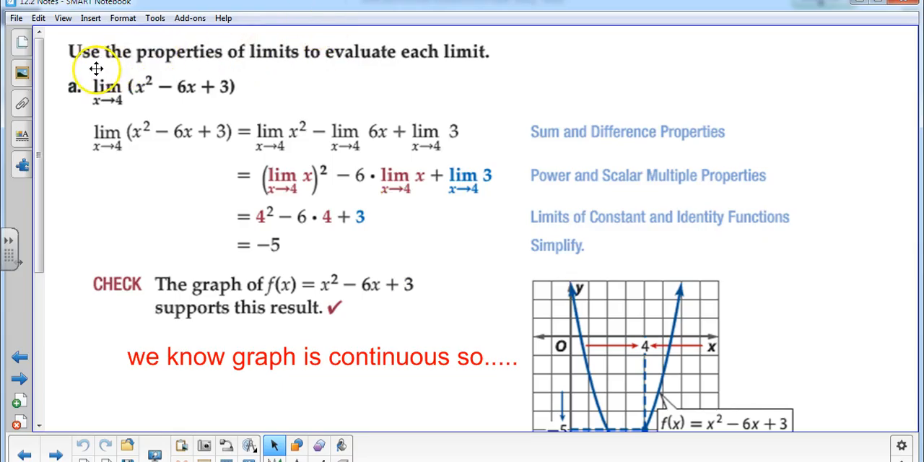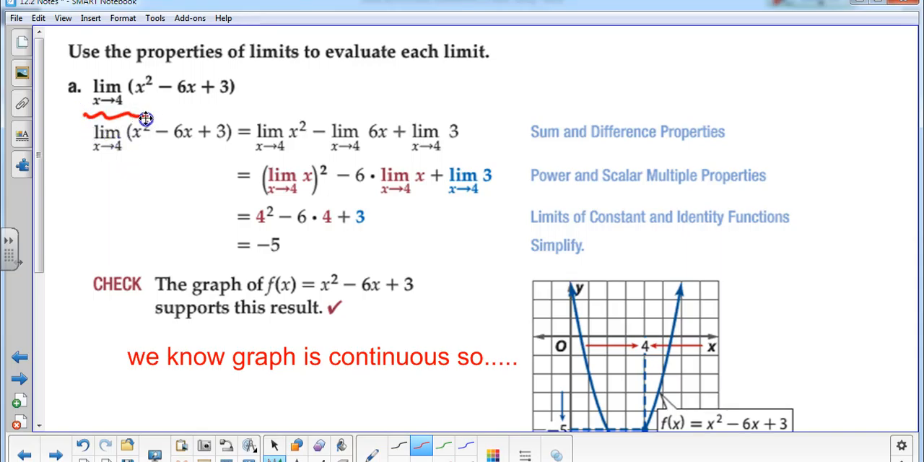All right, so using the properties of limits to evaluate. We looked at a graph, okay, when we did these in 12.1. What I want you to do is, without touching your calculator, what does the graph of that function, x squared minus 6x plus 3, look like? It's a parabola that opens up. Does it have any holes or asymptotes? No. So at 4, is there something special going on?